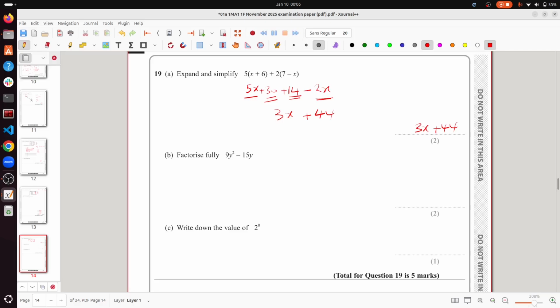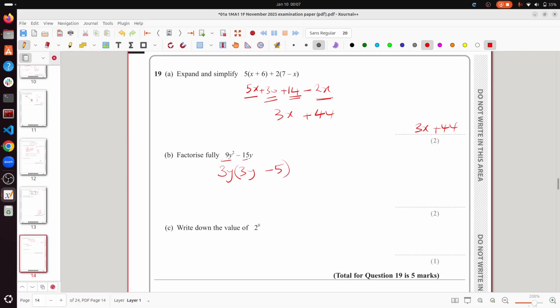Factorize 9y squared minus 15y. Now, to factorize means to bring out the common factors. So what is the common factor of 9 and 15? I can both see them in the 3 times table. What else is common? Y is common to both of them. And I have 3y there minus 5. A quick way to check if your answer is correct is to expand them, to do the inverse of factorizing, which is expanding, and that gives you that.